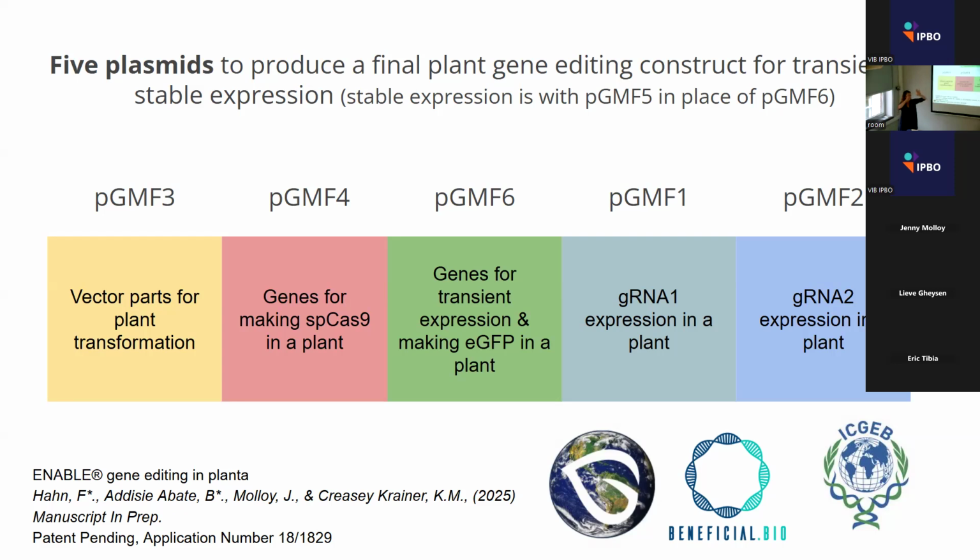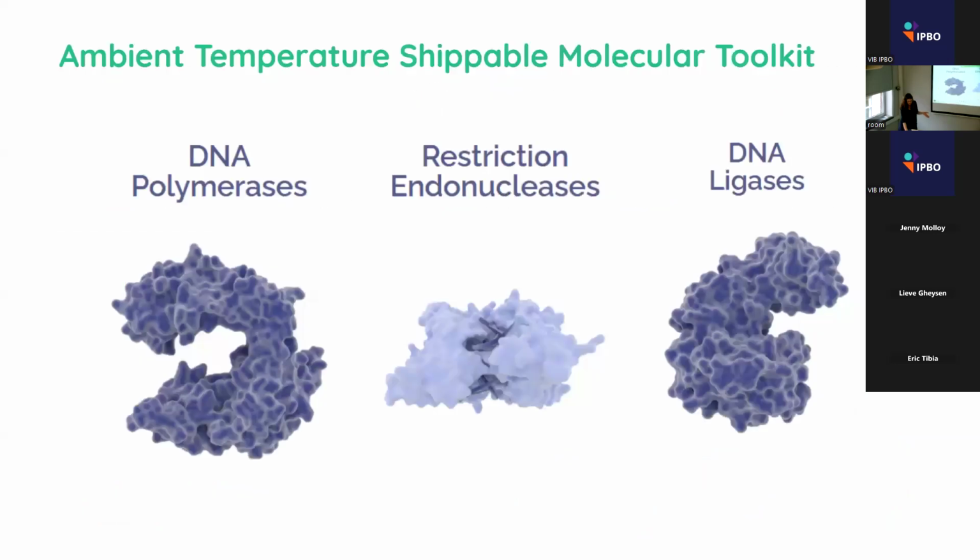If we remember that structure diagram earlier in the presentation, we need some DNA, great, we have that. We also need the reagents, and that's where we're working now to get an ambient temperature shippable molecular toolkit for the cloning part of putting together these guide RNA CRISPR constructs. So we need DNA polymerases. We've shown you that we can do those ones. We can do DNA ligases as well.